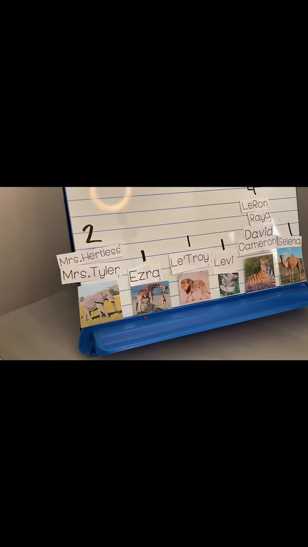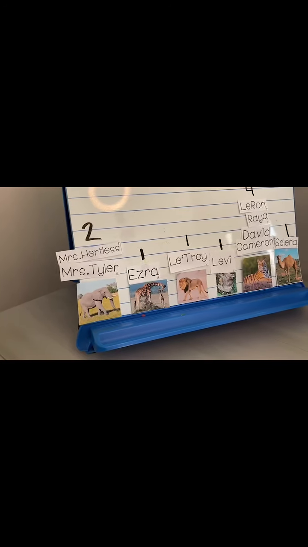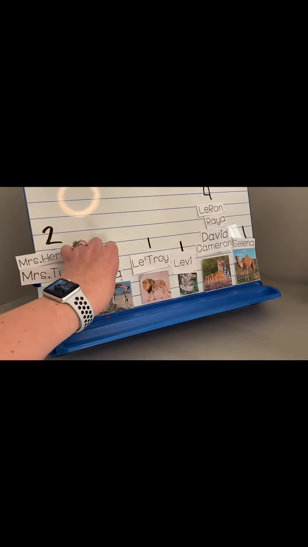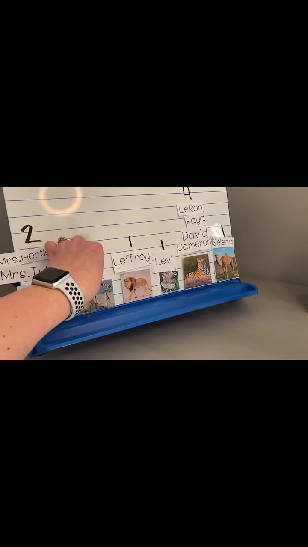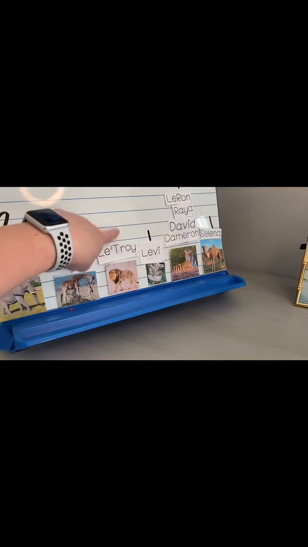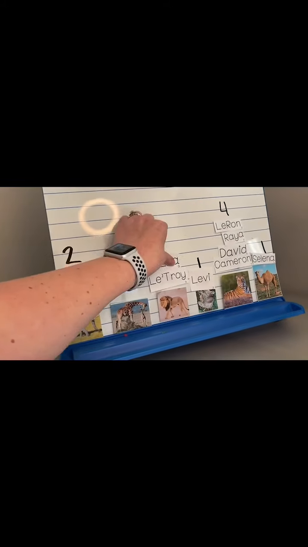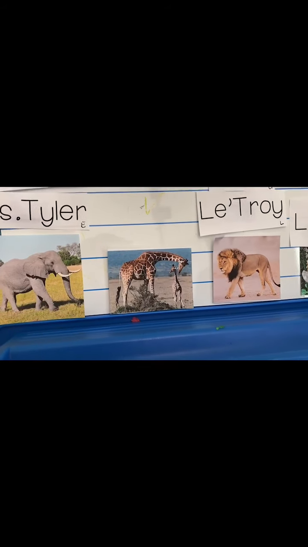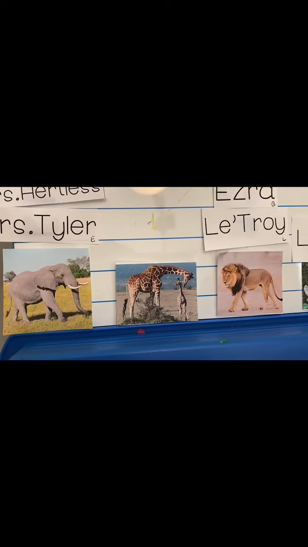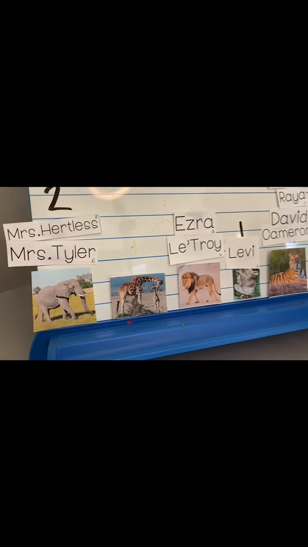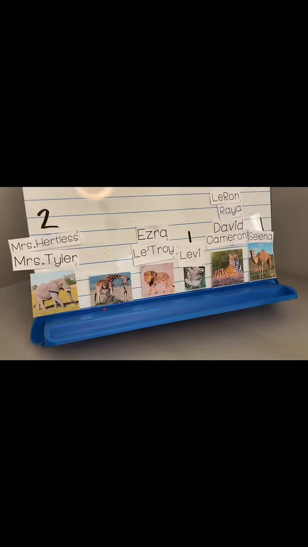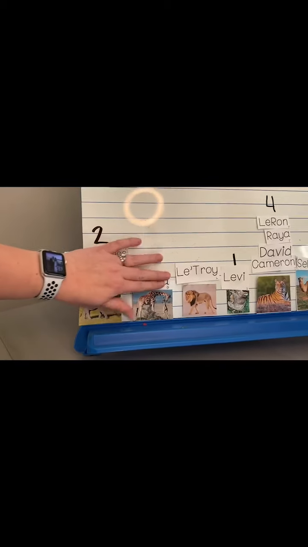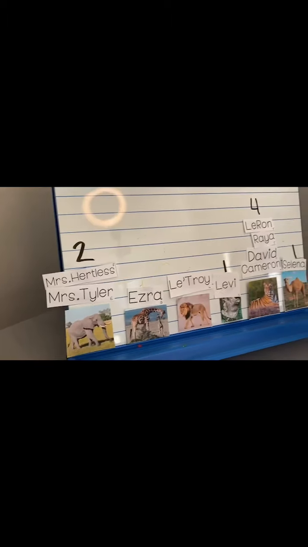What would happen if Ezra didn't like the giraffe and he liked the lion? How many would the giraffe have then? If you said 0, you are right. No friends would like it if Ezra changed his answer. But we're going to move him back to the giraffe because that was the animal that he chose.